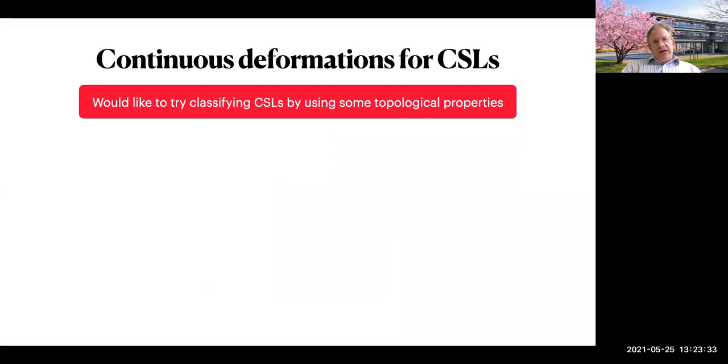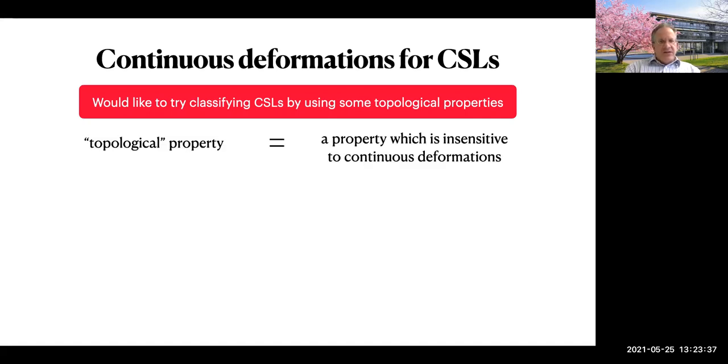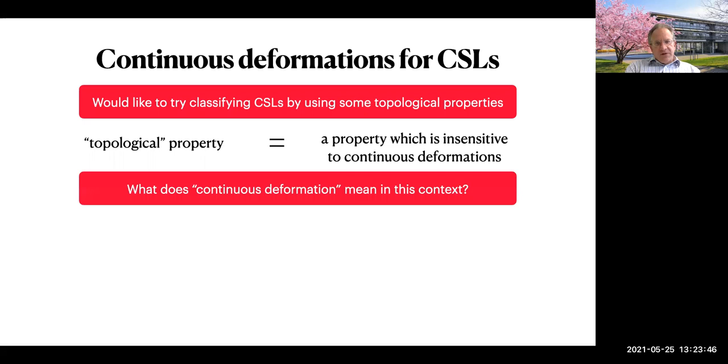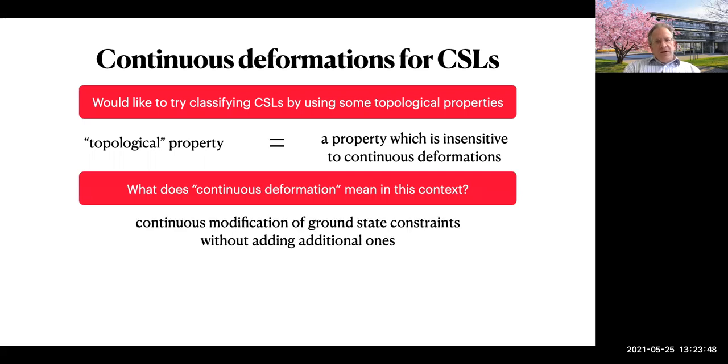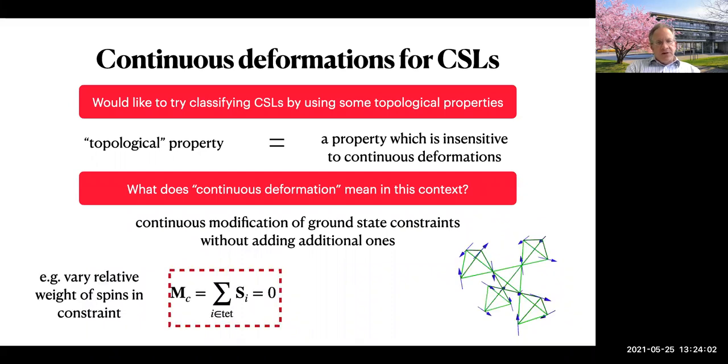And so we'd like to have some classification which is, in a very loose sense, topological. That is to say, a property which is insensitive to some continuous deformations, which I'm going to define for the specific purpose in a second. By continuous deformation, we basically mean that we continuously modify the ground state constraints, but without adding additional ones, and just ask, as we change parameters in those, what distinguishable spin liquids appear.